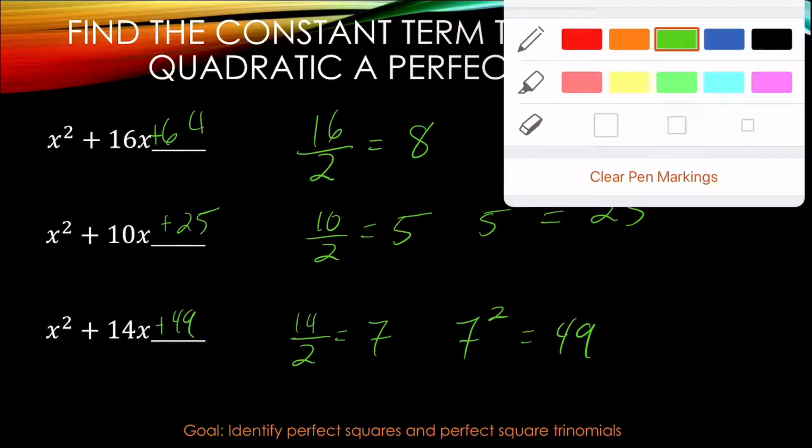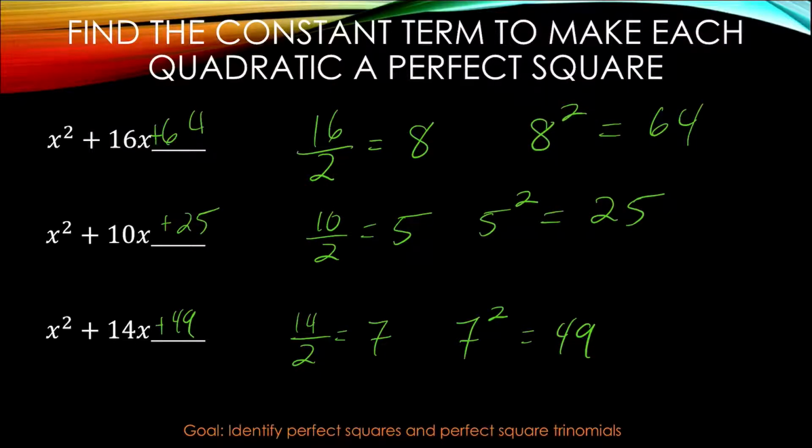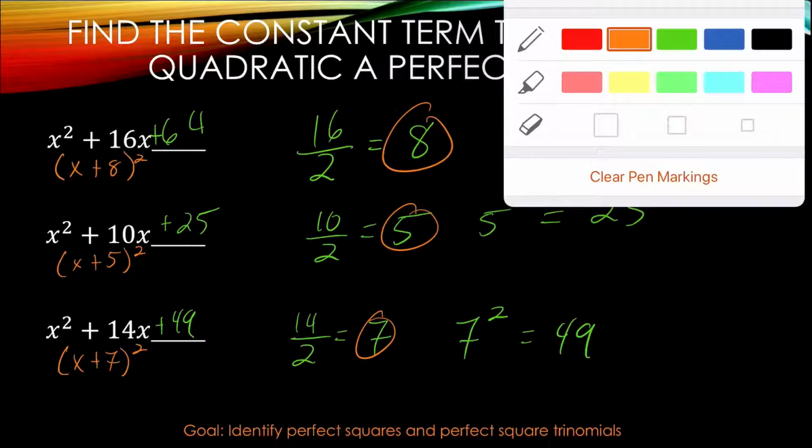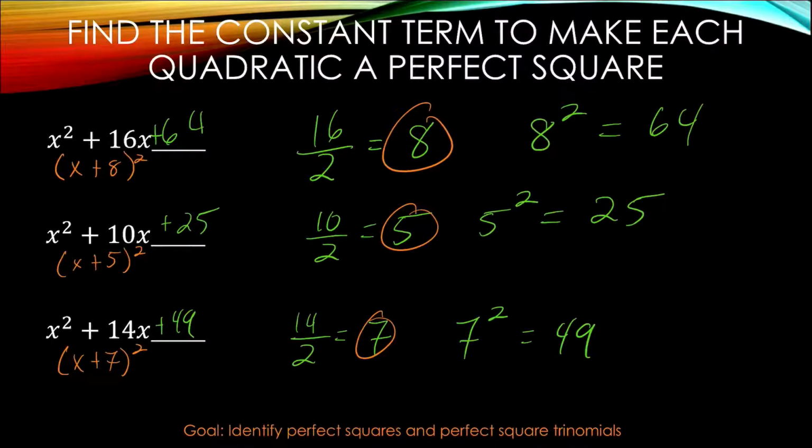Okay, underneath I'm going to write down what my factors would be. I'd get (x + 8) squared. Here I'd get (x + 5) squared. And here I'd say (x + 7) squared. Now, let's say I had something like this.